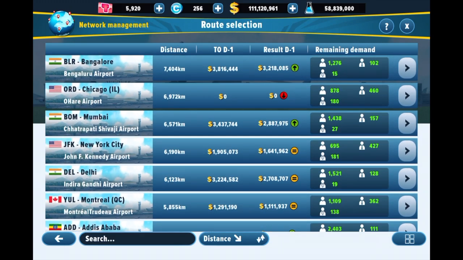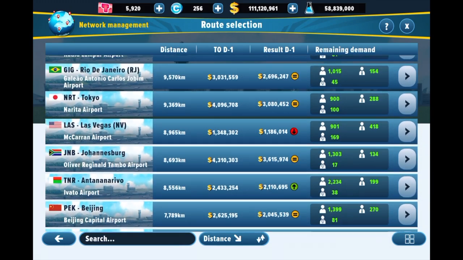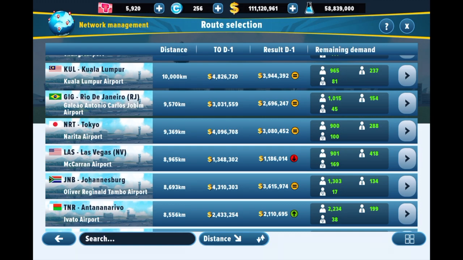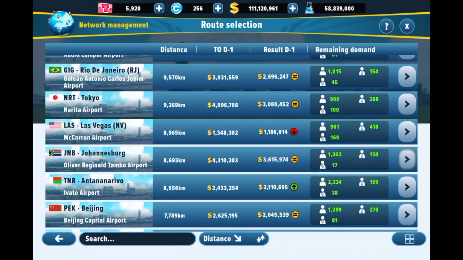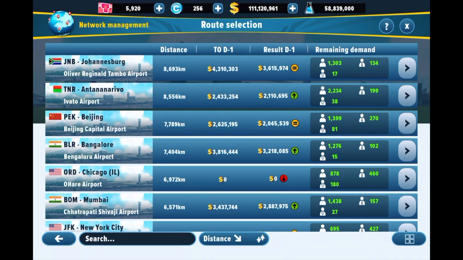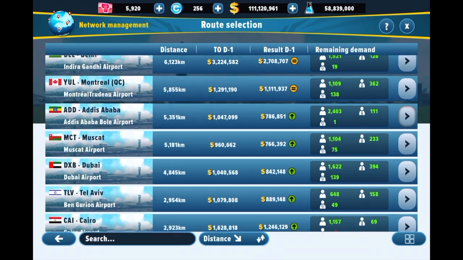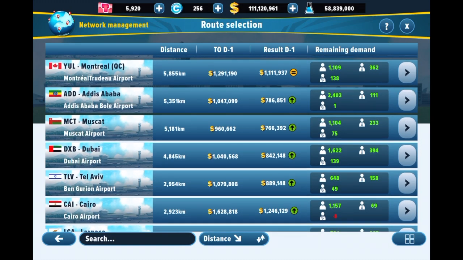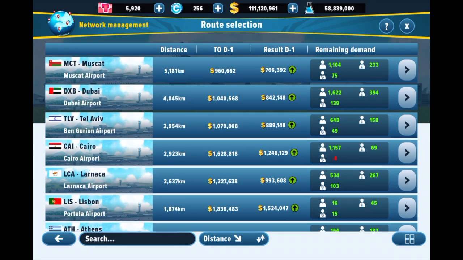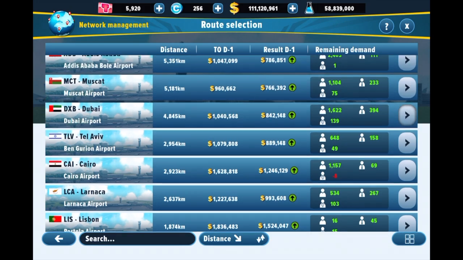So let's just count how many routes we have. Quite a few, right? 1, 2, 3, 4, 5, 6, 7, 8, 9, 10, 11, 12, 13, 14, 15, 16, 17. So we have 17 routes to consider. Cairo seems to be in the negative for the first class, so maybe I'll have to check if any reconfiguration would help.